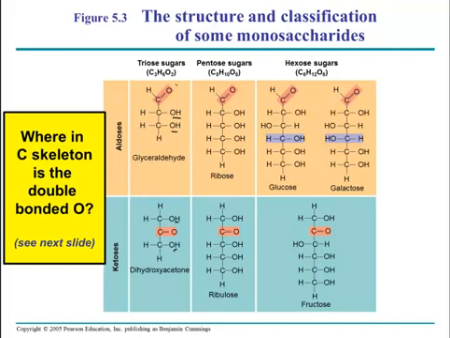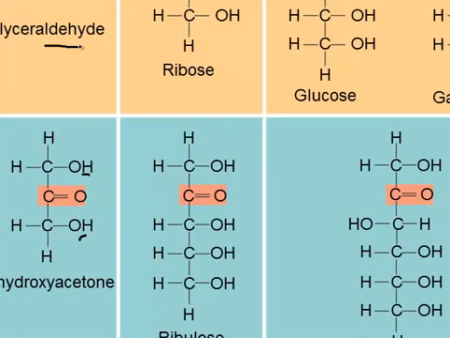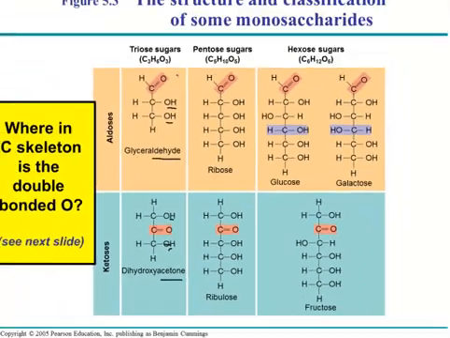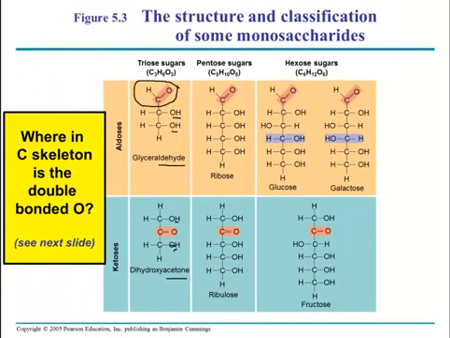On the end, it was an aldehyde, so this is an aldehyde. In the middle, it's called a ketone, so this is dihydroxyacetone. Acetone has 3 carbons. So the position of the double bond O is significant. The position of the carbonyl group, which is either an aldehyde or a ketone, is significant. We're not going to memorize these structures. You would know that they're both trioses if you looked at them.